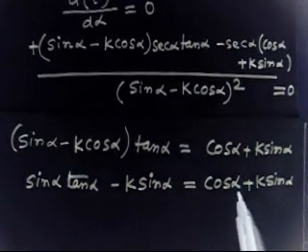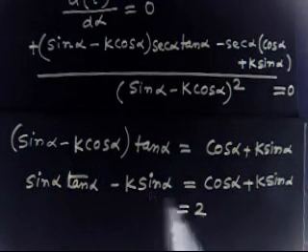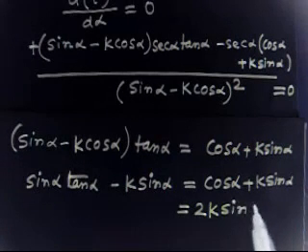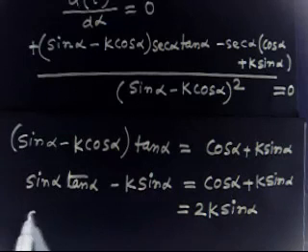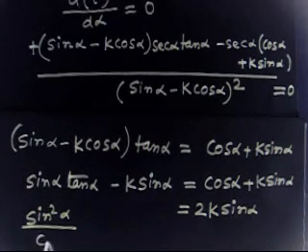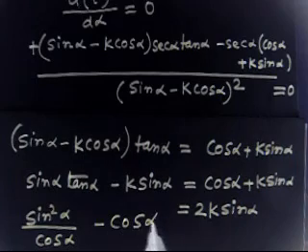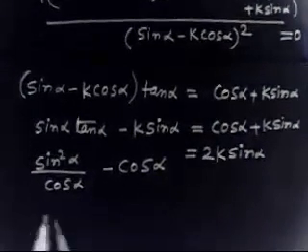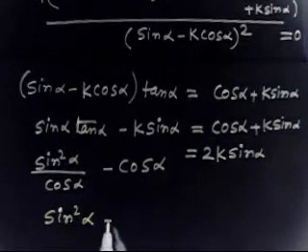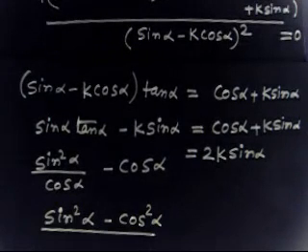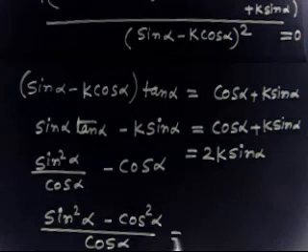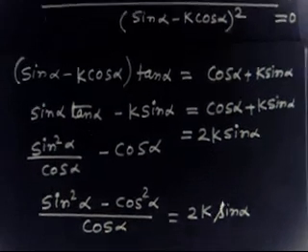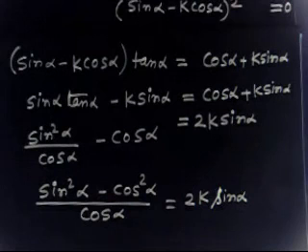So this side you will have 2k sine alpha. This is equal to sine square alpha by cos alpha minus cos alpha. Are you getting? So if you do more massaging, you will have sine square alpha minus cos square alpha by cos alpha, which is equal to 2k sine alpha. Are you getting? So what do you have from here? So we will have sine square theta minus cos square theta.